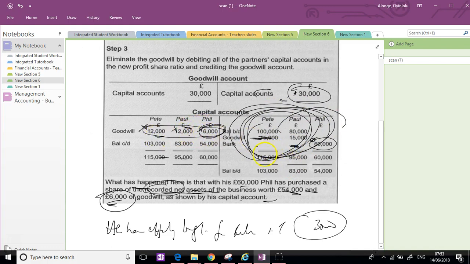So the mechanics you have to know. This is how we deal with it. Someone else can say, why don't I just write 54 and give Pete and Paul 3 and 3? Technically you could do that, but that's not how we do it. This is how we do it: by creating a goodwill account and then creating the asset of goodwill, giving it to Pete and Paul first, then eliminating it via the new profit sharing ratios. That's how we arrive at what Phil should give. Okay, great stuff. So that's example 16.